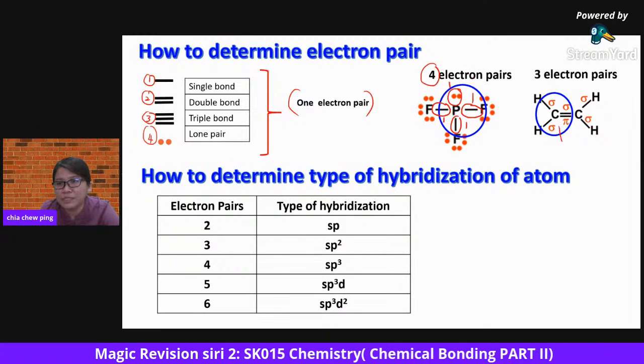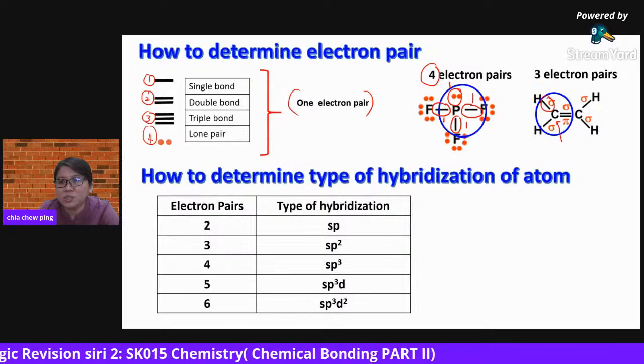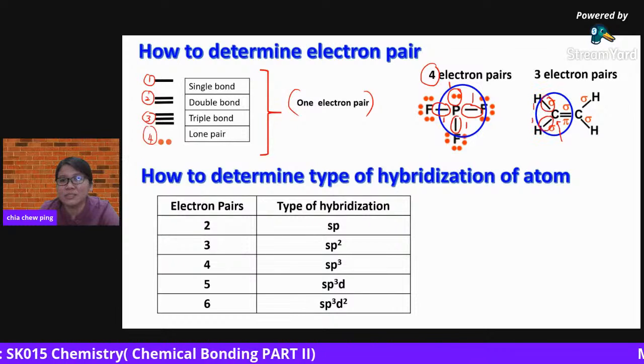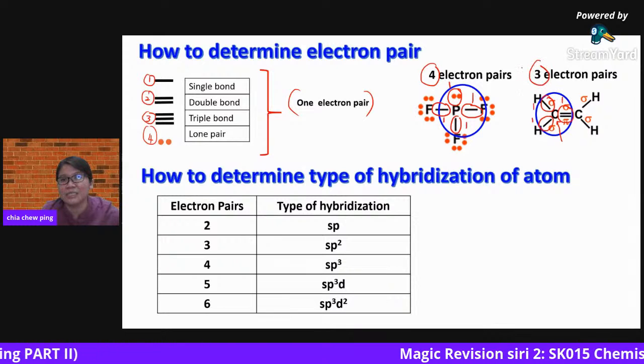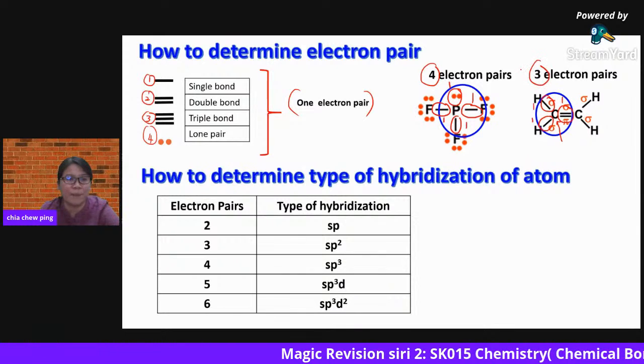Okay, now how about this carbon? Single bond, consider 1. And single bond, consider 1. And double bond, consider 1. So the total is 3. So this is how we count the electron pairs.